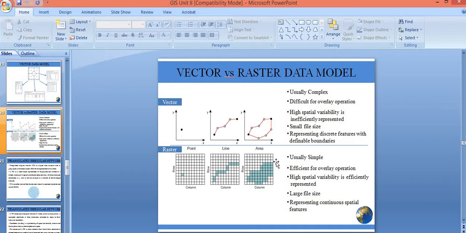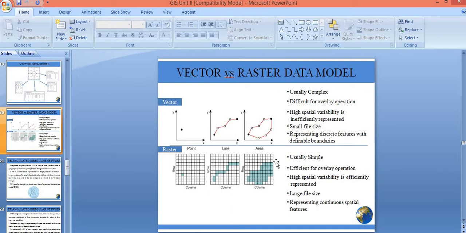Your vector data model is usually complex. It is very difficult for performing the overlay operation, and high spatial variability is inefficiently expressed. The file size is very small, and this vector model is suitable only for representing the discrete features with definable boundaries. So it is the right choice if you are going to store only some discrete information.